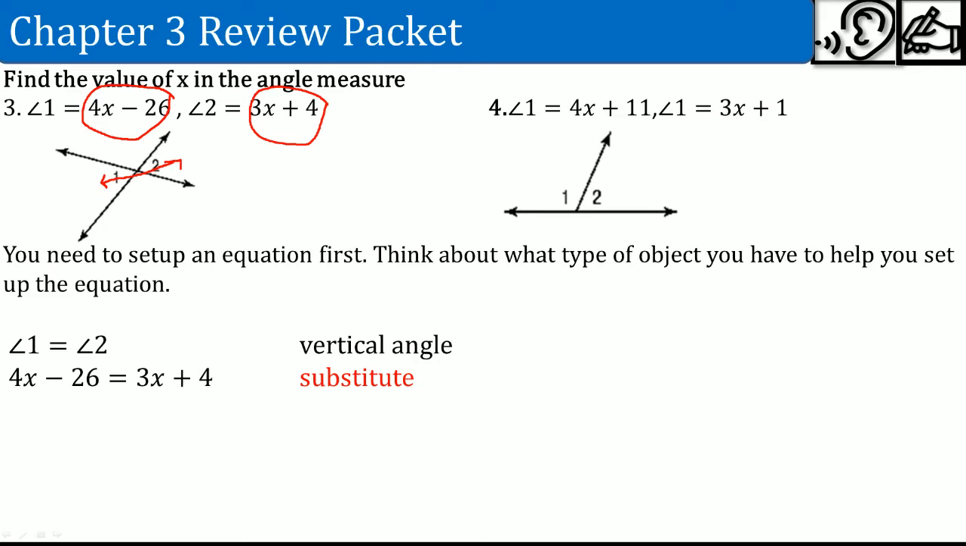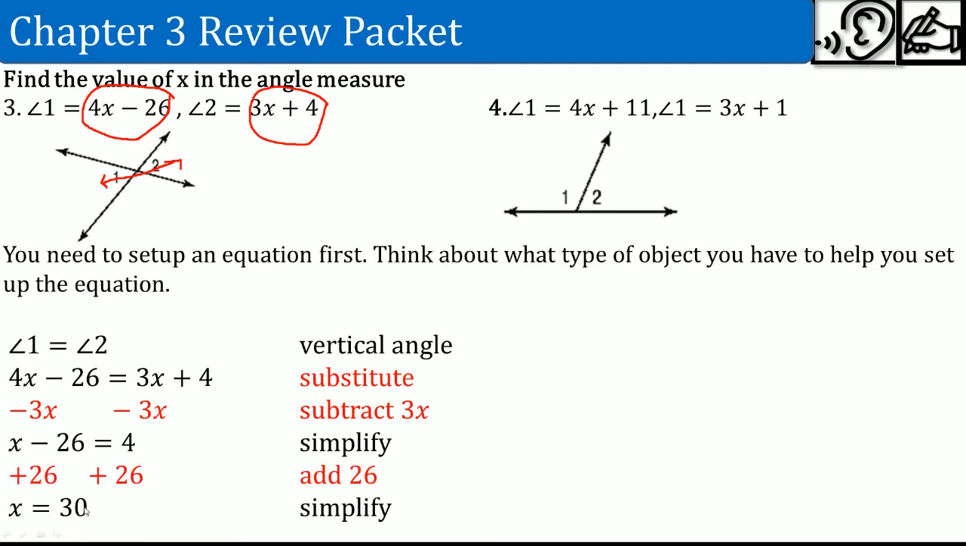What I'm doing here is I'm just plugging in the angles that I have. Okay, now it becomes a simple two-step problem. Subtract the variable on both sides. You get x minus 26 equals 4 because 4x minus 3x becomes 1x, then add 26 to both sides, x equals 30. They're just asking for the value of x, just for the value of x.